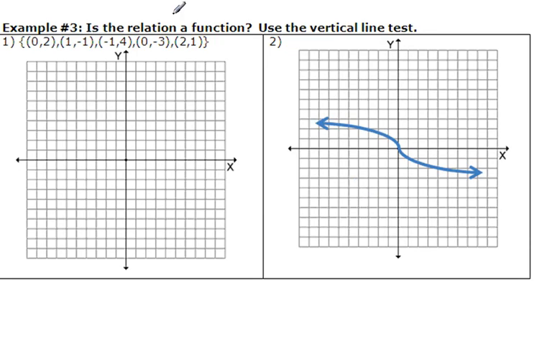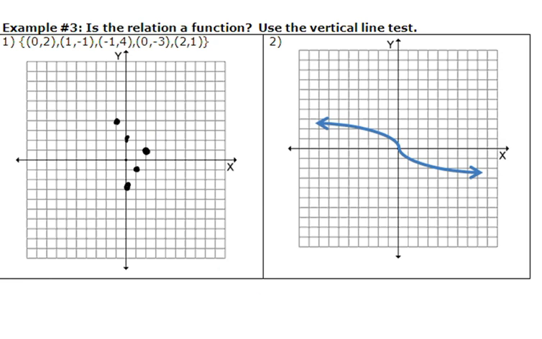Another way to check if a relation is a function is to use the vertical line test. If I have a set of ordered pairs, the first thing I'm going to do is plot them on my coordinate plane. So (0, 2), (1, -1), (-1, 4), (0, -3), and (2, 1).